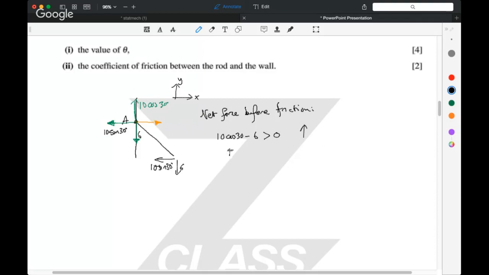So the force of friction is therefore downwards. So we have an additional force going down here, which is the force of friction. And we know from our formula, which you should memorize, that the force of friction F is mu times R, where R is the reaction force.